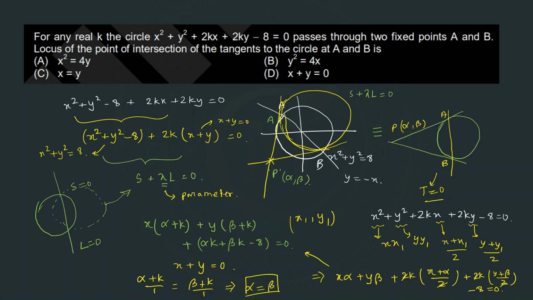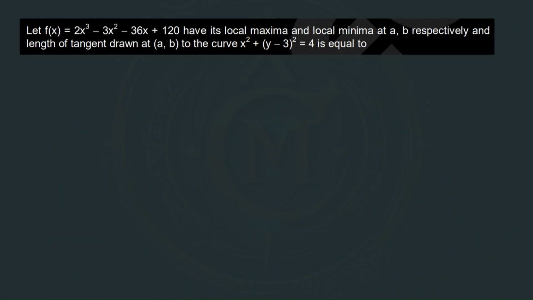Now what does that mean? Alpha is equal to beta means that the point P should lie on a straight line whose equation is x equal to y. So the locus of the point of intersection of the tangents is nothing but x equal to y. So option C will be the correct option for this question. I hope you understood the concept behind this question. Let us proceed to the next question.